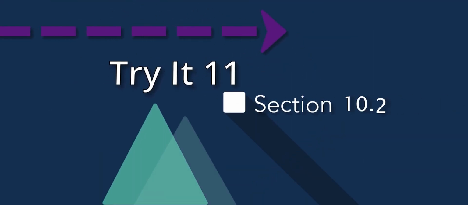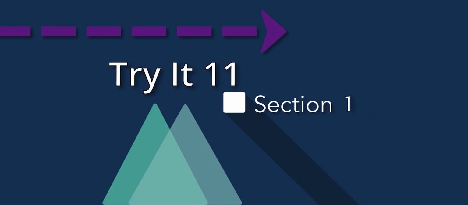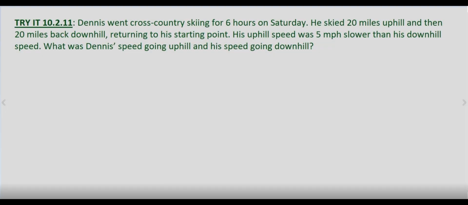In this problem, we're told that Dennis went cross-country skiing for 6 hours on Saturday. He skied 20 miles uphill and then 20 miles back downhill, returning to his starting point. His uphill speed was 5 miles per hour slower than his downhill speed. We're asked, what was Dennis's speed going uphill and his speed going downhill?